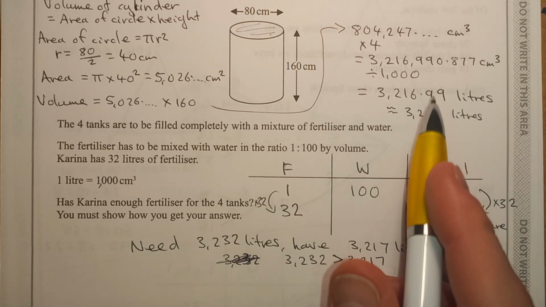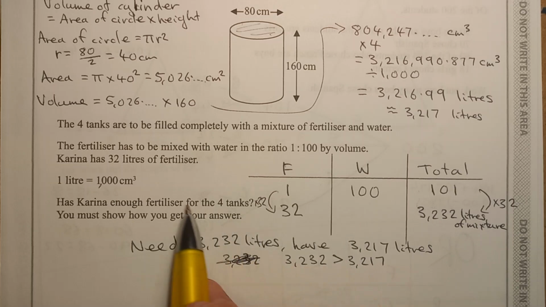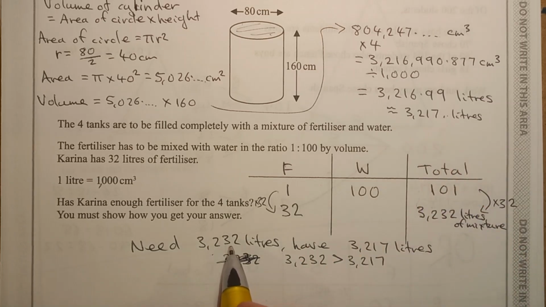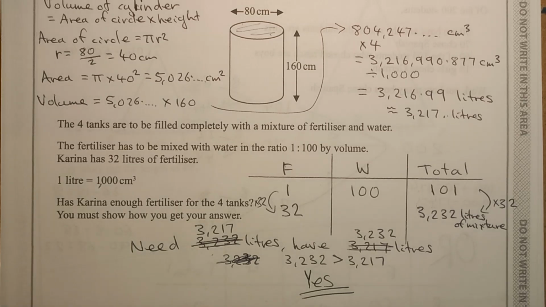Oh no, which way round is it? Make sure we've got this right. So they're going to be filled. Yes, she needs to fill those tanks. She's got, so I've got it the wrong way around, haven't I? Oh, that's why I've got to be careful with these questions. So, has Karina got enough to fill the tanks? No, what she needs is 3,217 litres. She has 3,232. 3,232 is greater than 3,217. Has she got enough? Yes.